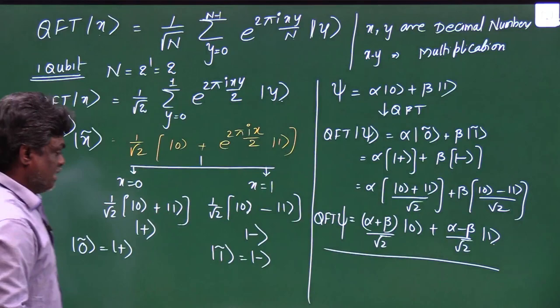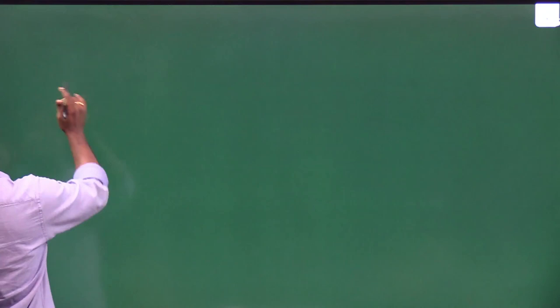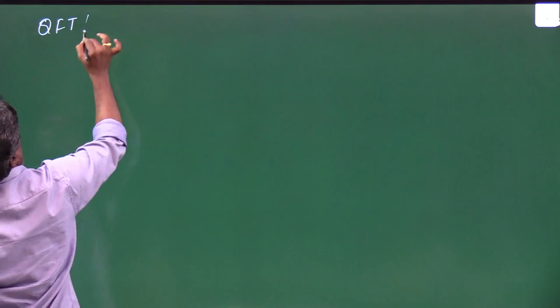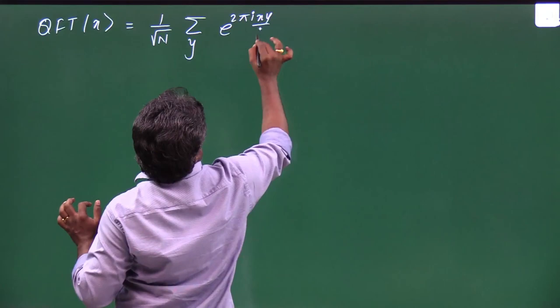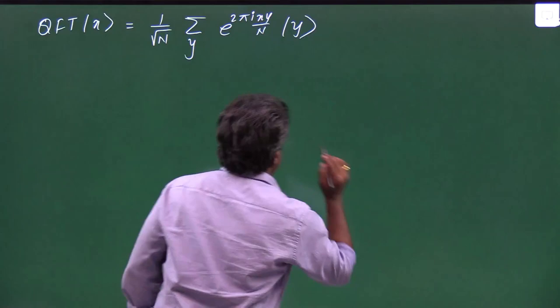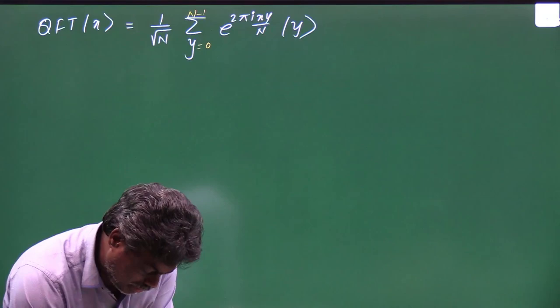Now, shall we proceed, sir? Yes, please. Right. Finally, come back to the quantum Fourier transformation formula again. QFT of x is given by, one more time I'm writing, 1 over root n summation over y e raised to 2 pi i xy by n ket y. Of course, this is y equal to 0 to n minus 1. So what is this x and y? One more time, here it should be very clear, sir.